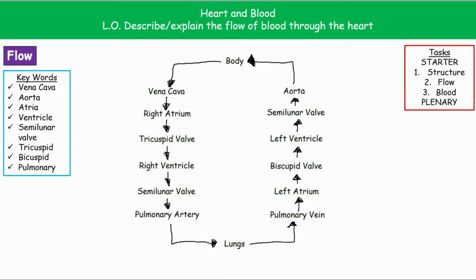Let's start with the flowchart then. So we start with the vena cava on the top left there. So from there it goes into the right atrium, through the tricuspid valve into the right ventricle, then through the semilunar valve into the pulmonary artery, because arteries always go away from the heart. Then it travels to the lungs where it's going to pick up oxygen. Then it returns to the heart through the pulmonary vein, into the left atrium, through the bicuspid valve, into the left ventricle, through the semilunar valve, into the aorta, and then around the body. And then it will return through the vena cava to the right atrium, and round we go again.